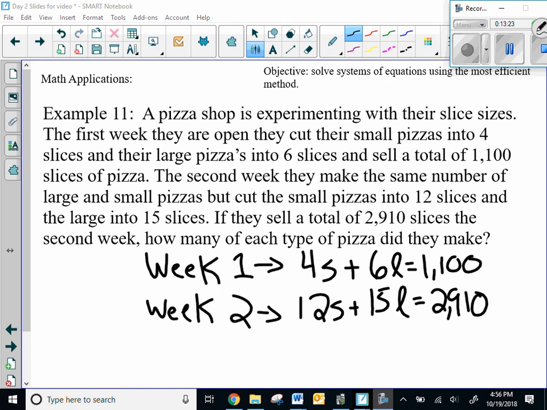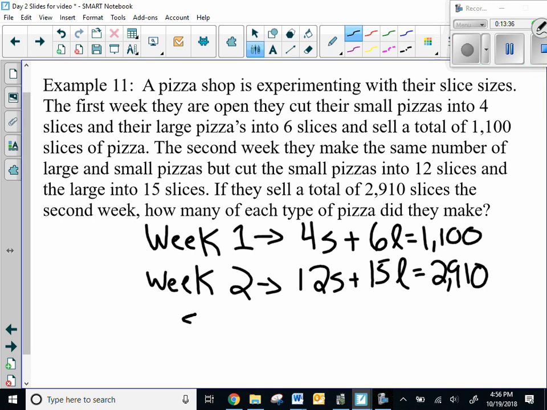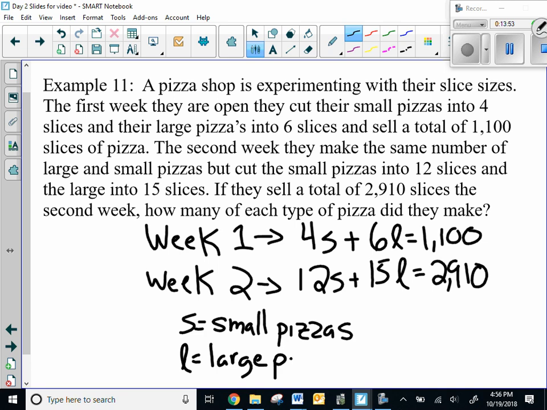All right, so this is what we should have for week 1, 4s plus 6l equals 1,100. Week 2, 12s plus 15l equals 2,910. And in this case, S stands for the number of small pizzas they made. Notice it's not the number of small slices, but actually the number of small pizzas, because those 4 and 12 are the slices. The S stands for the number of pizzas they're slicing. And same thing with L. L is going to stand for the number of large pizzas.